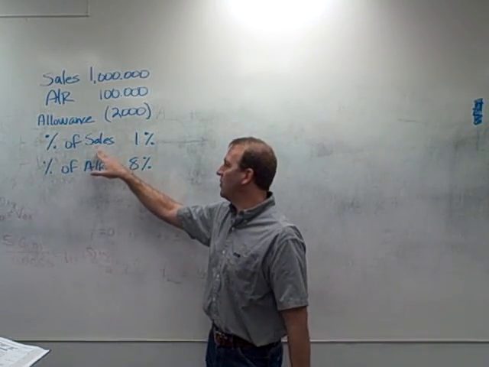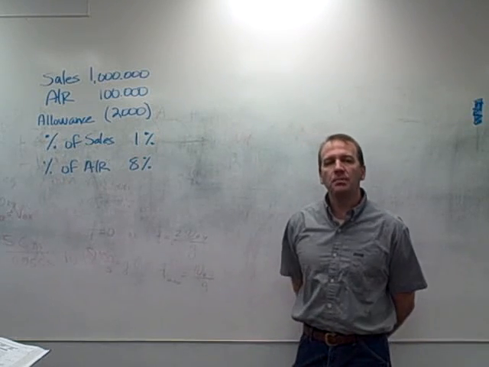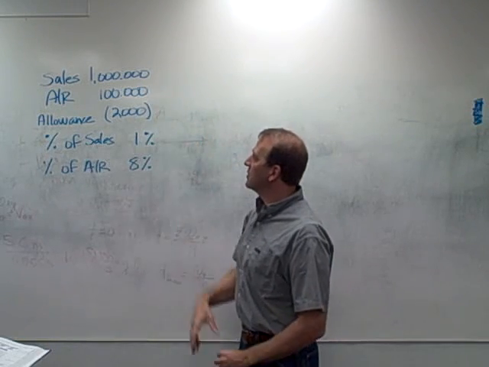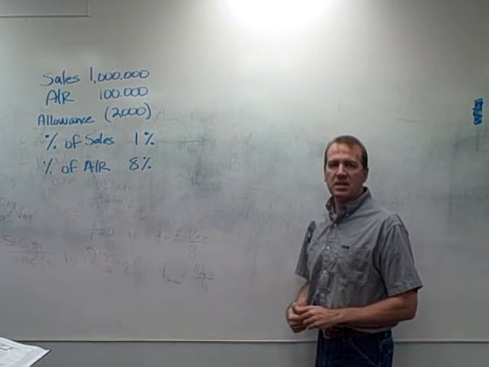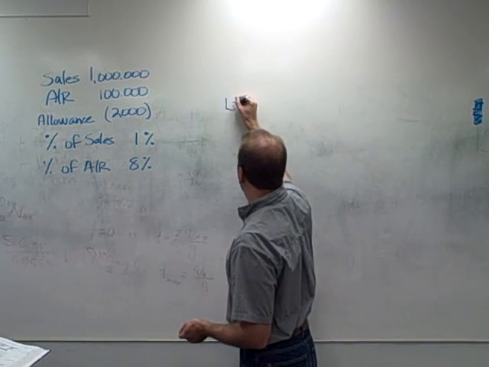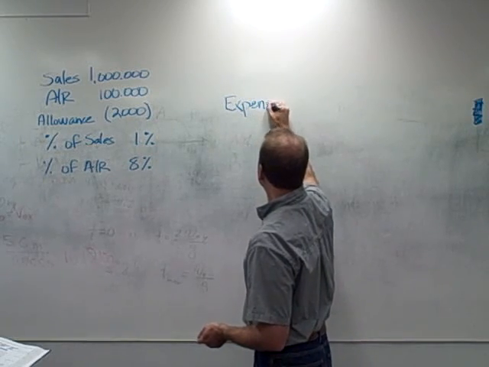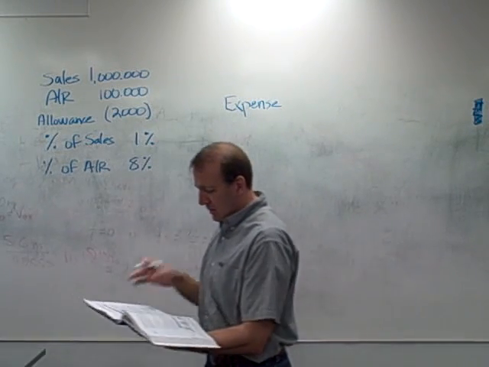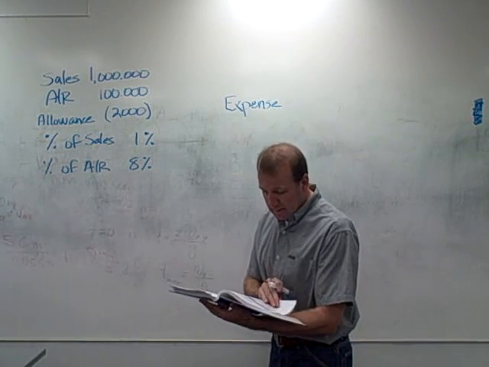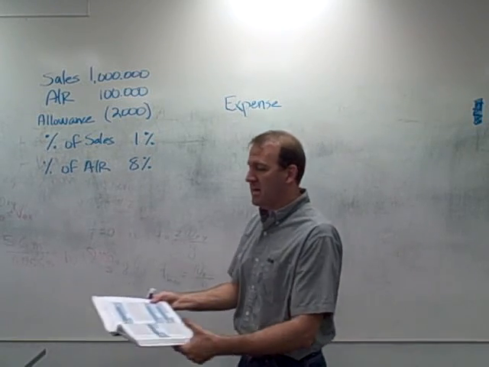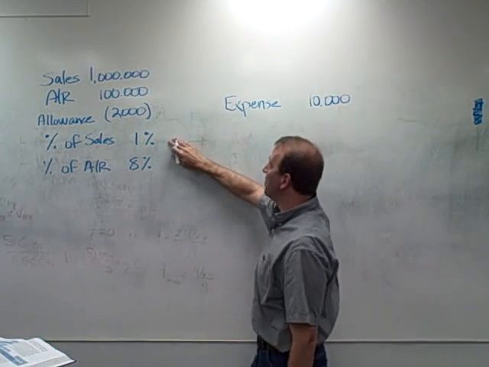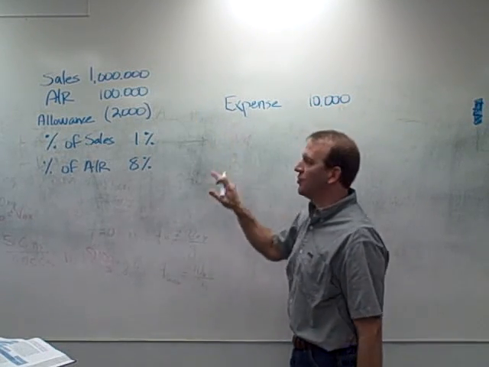The percentage of sales method says, okay, we're estimating that 1% of sales are going to be uncollectible. 1% of our credit sales, where our total sales for the year were 1 million. So 1% would be 10,000. So all we do is we recognize an expense, bad debt expense. Let me just double check that's what the different textbooks use. Yes, they're using bad debt expense. So I'm just going to say $10,000 because 1% of a million is 10,000.